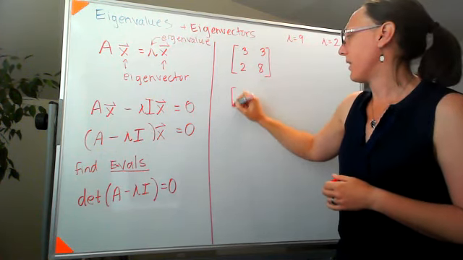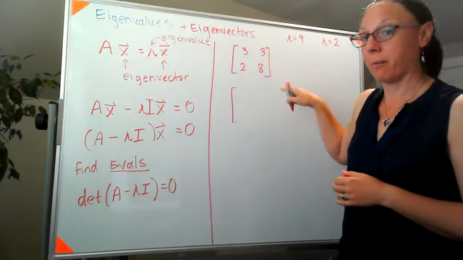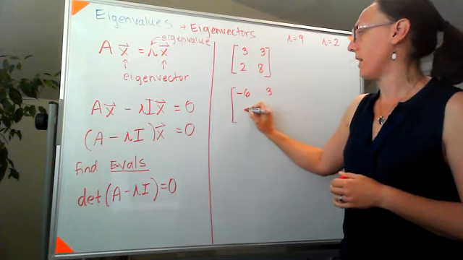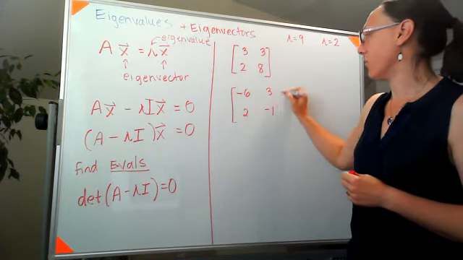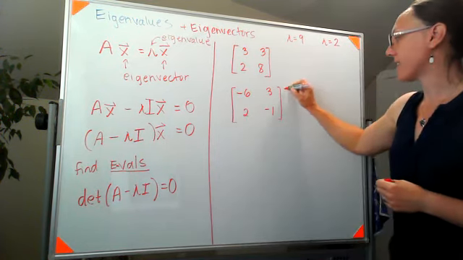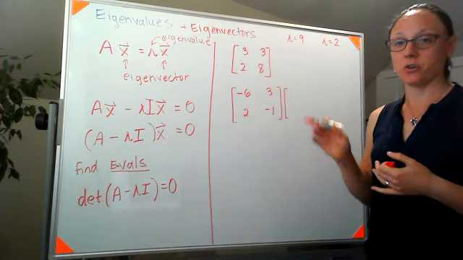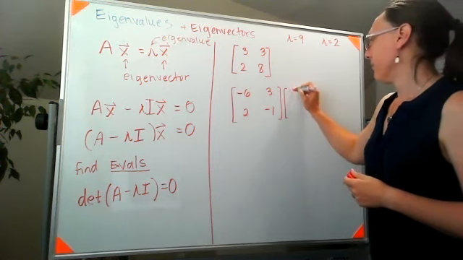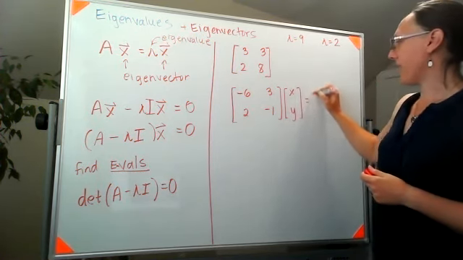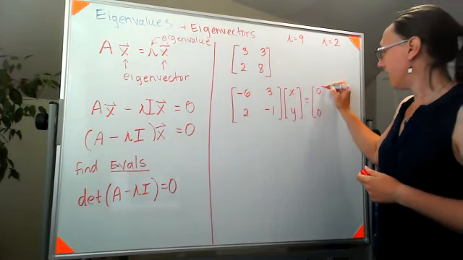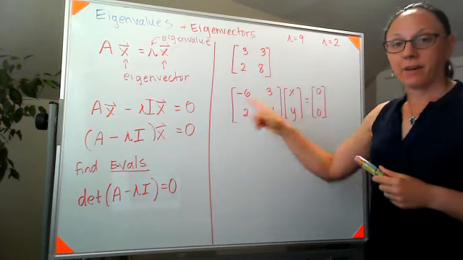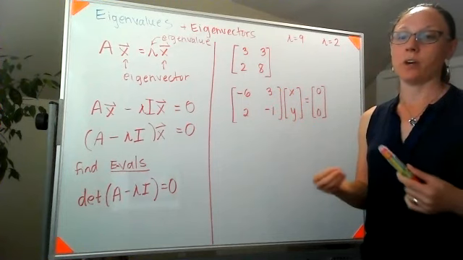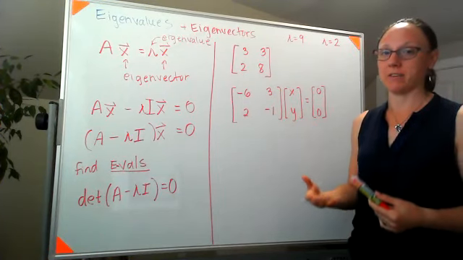So A minus lambda I, or subtracting 9 from my primary diagonal, I'd end up with -6, 3, 2, and -1 times that vector x, and it's okay to write it x1, x2 using subscripts or to write it xy. It really doesn't matter. I'm going to go with xy. My next step, if I do the matrix multiplication on this side, we're expecting to get two equations that are giving us the same piece of information.